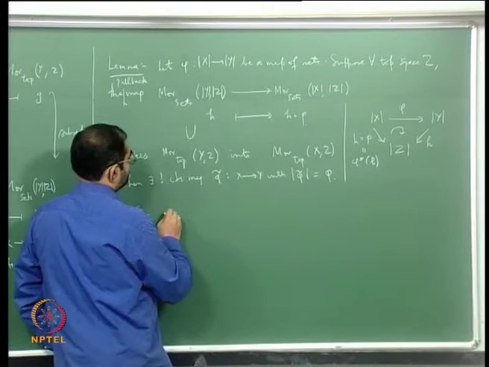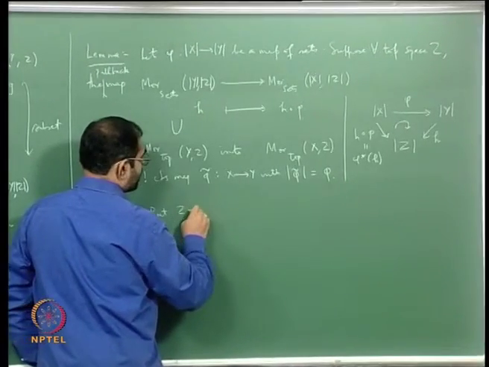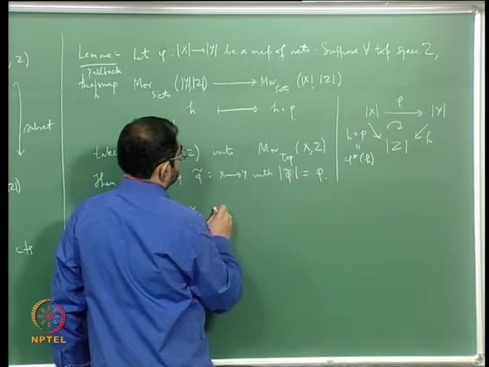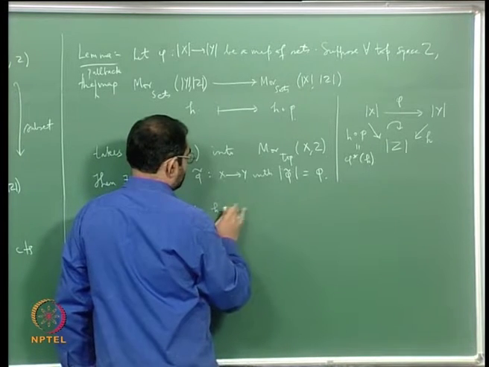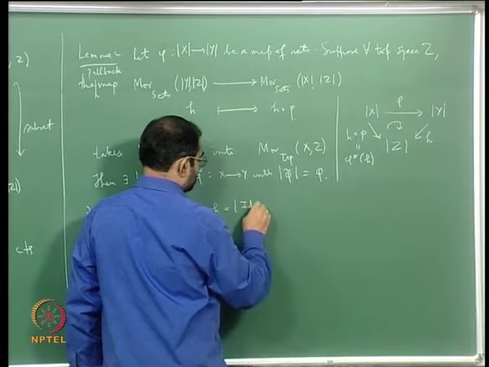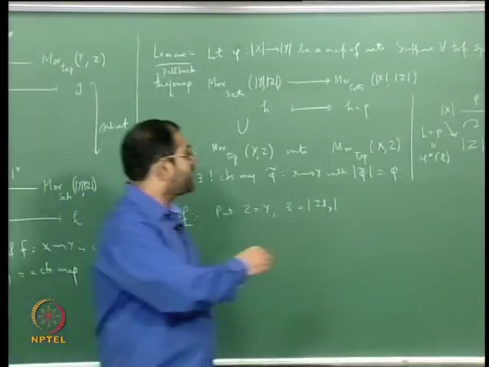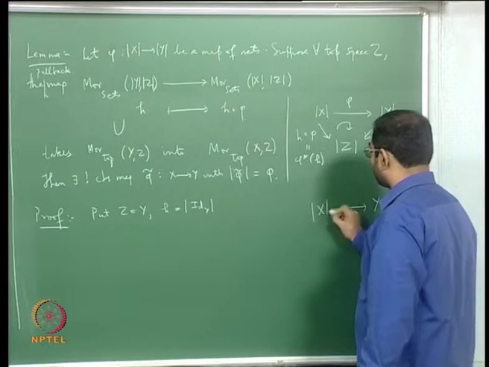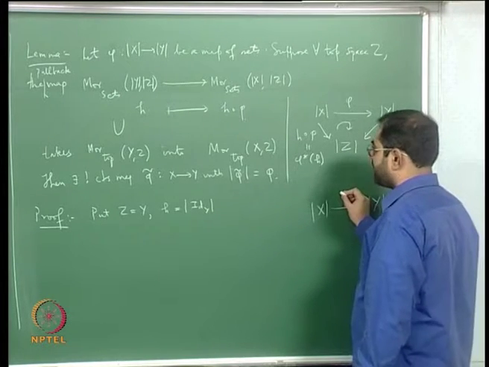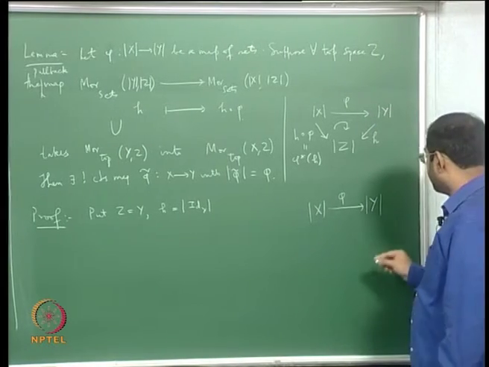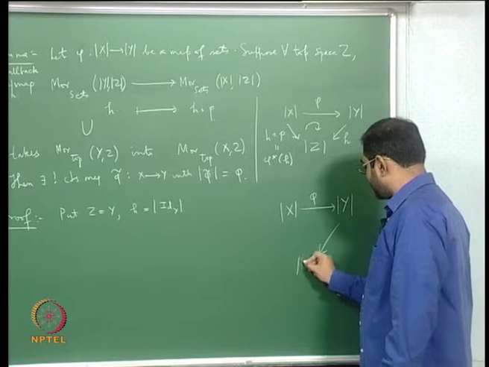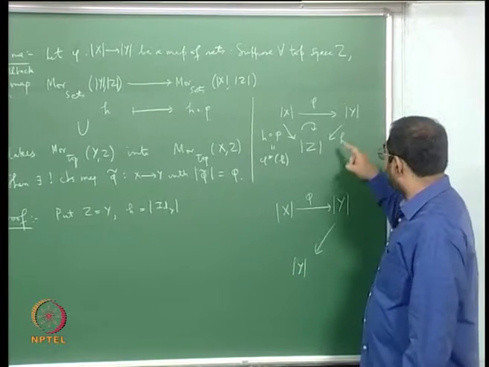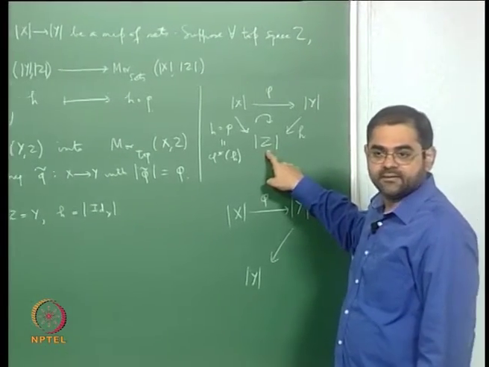Put Z equal to Y, and put H equal to the set theoretic map associated to the identity map on Y. So the diagram is as follows. I have X, I have Y, this is the underlying set of X, this is the underlying set of Y, and here is my phi, the set theoretic map. Then the Z I am going to put is just equal to Y. So the underlying set of Y is the same as the underlying set of Z, and the map H that I am going to take from the underlying set of Y to the underlying set of Z is the identity map on Y.